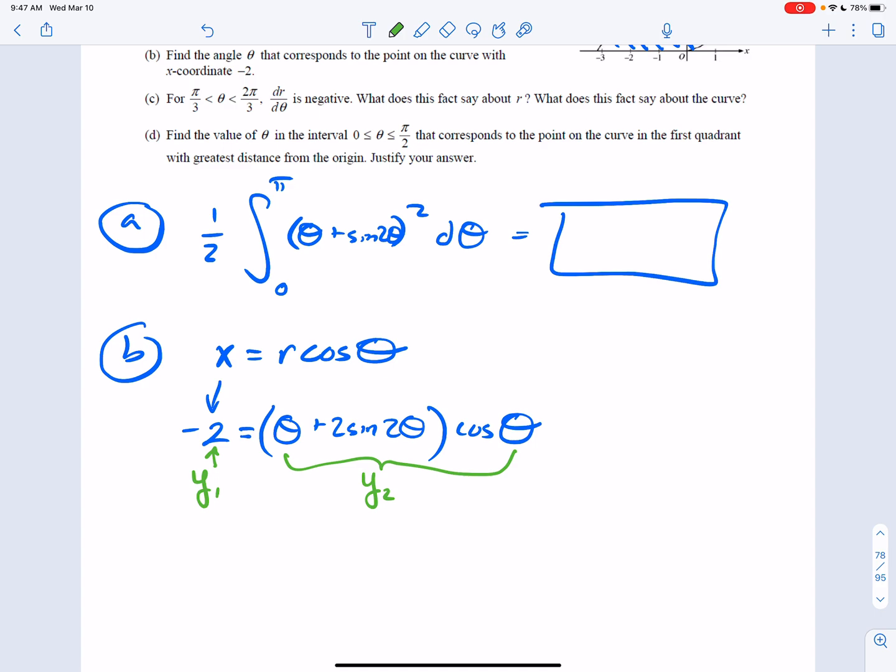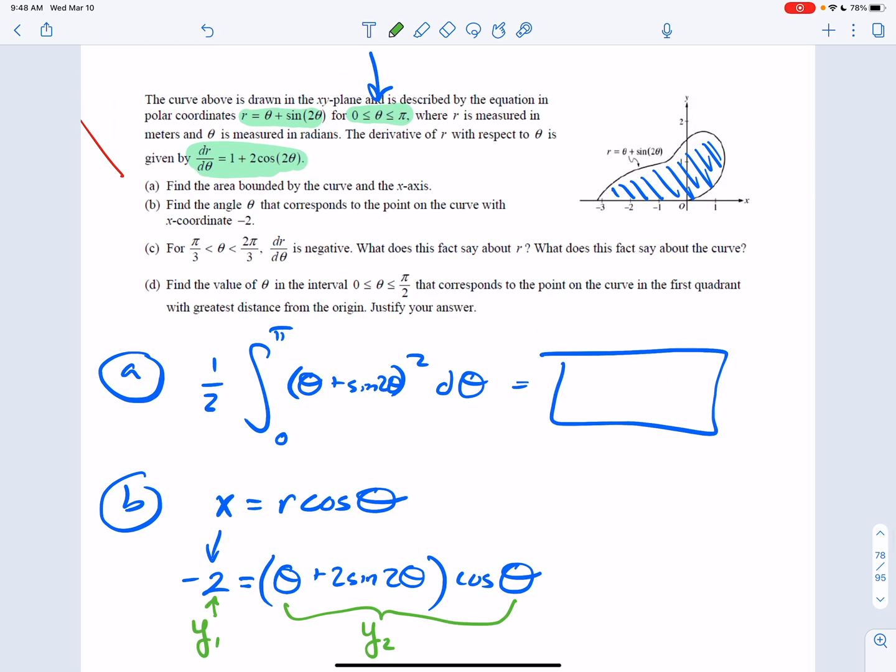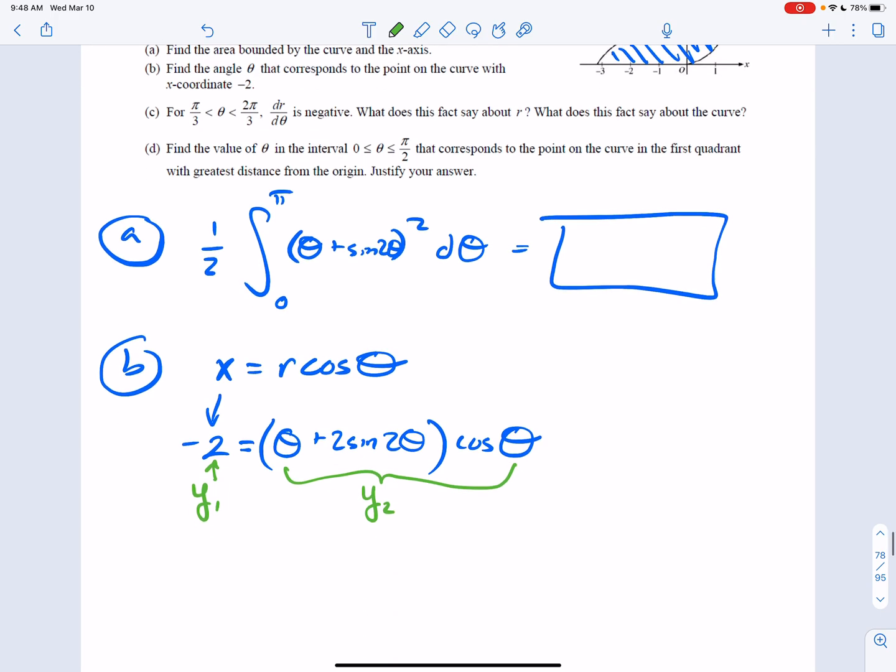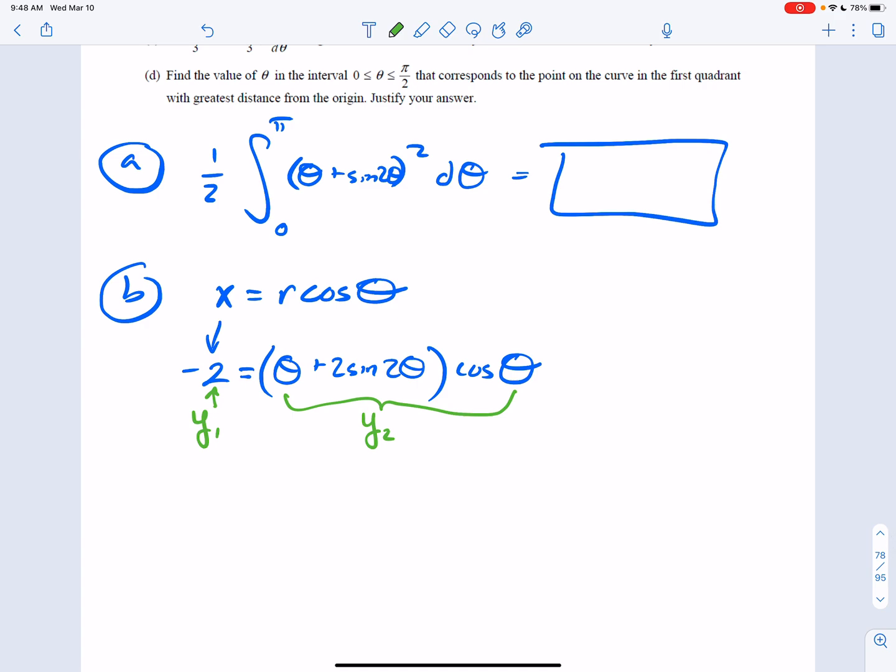So let's see. We have -2, the quantity of x plus 2 sine 2x, times the cosine of x. Okay, and I'm going to make sure that I go from 0 to pi here. So I'm going to go ahead and change my window from 0 to pi for the x min and the x max. And I'm looking for an intersection point.